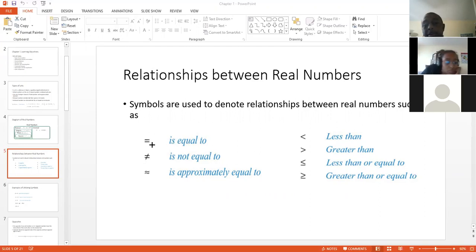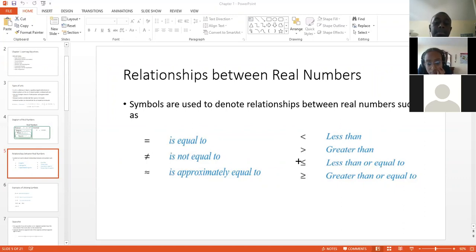Equal to, the number on the left will be equal to the one on the right. Not equal to, the number on the left is not equal to the number on the right. And approximately equal to, ignore that for now. Less than, the number on the left is less than the number on the right. Greater than, the number on the left is greater than the number on the right. And less than or equal to, this is a statement that is both less than or equal to.